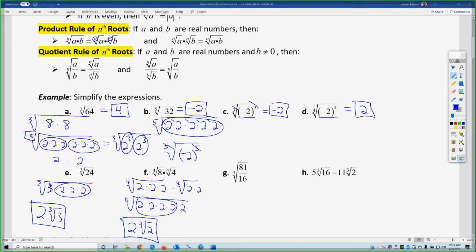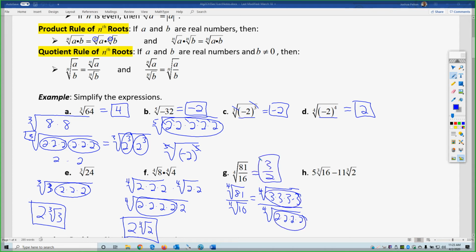The fourth root of 81 over 16 is not going to work out so great, but I can break this up into the fourth root of 81 over the fourth root of 16. 81 is 9 times 9, that's 3, 3, 3, 3, and 16 is 4 times 4, which is 2, 2, 2, 2. So I get a group of 3's and a group of 2's, so my answer is 3 over 2.